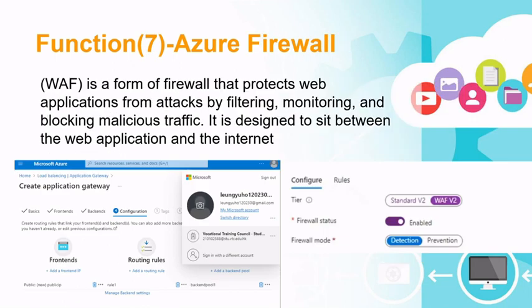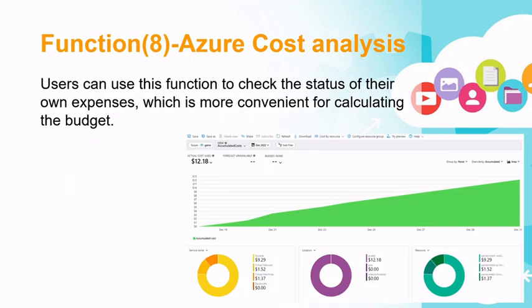Now I will introduce function 7, Azure Firewall. We will use the web application firewall in this project. WAF is a form of firewall that protects web applications from attacks by filtering, monitoring, and blocking malicious traffic. This is designed to sit between the web application and the internet.